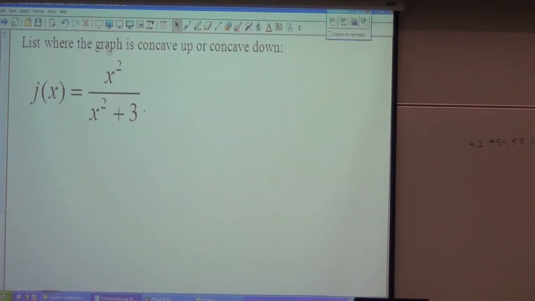But if we had a fraction, could we list where the graph is concave up or concave down? Jocelyn says we can.